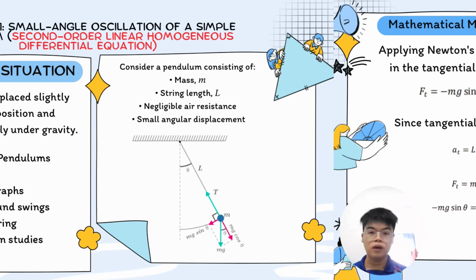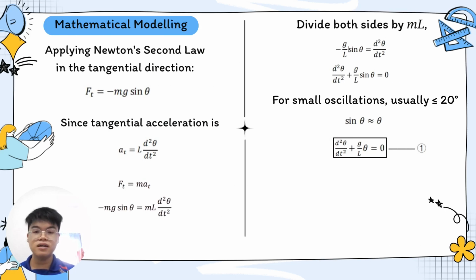homogeneous differential equation. To model this motion mathematically, we apply Newton's second law in the tangential direction. The restoring force acting on the pendulum is mg sine theta. By equating this force to the mass times the tangential acceleration and simplifying the equation, we obtain the equation of motion. Since we are considering small oscillations, we use the small angle approximation, sine theta approximately equal to theta. This simplifies the model to the second order linear homogeneous differential equation, which is shown in the slide.